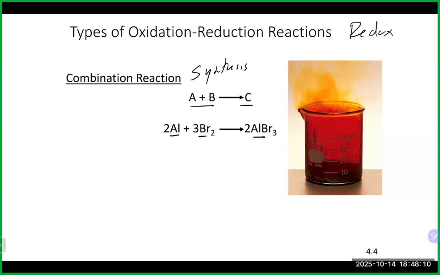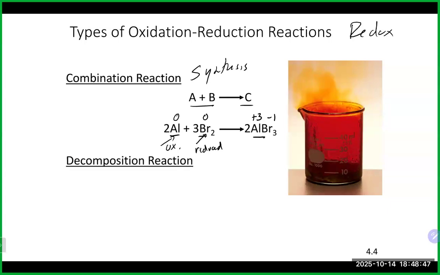This is still a redox reaction. So if we take a look, that is 0, that is 0. That is +3, and that is -1 in terms of our oxidation numbers. So our aluminum is being oxidized like we would expect because it is the metal. It's going to lose electrons. Our non-metal here is going to pick up those electrons and be reduced in this case. So it is overall really electrons being transferred here, but most people would probably classify this as a synthesis or combination reaction as a more specific way of classifying it, even though, again, it is still a redox reaction.